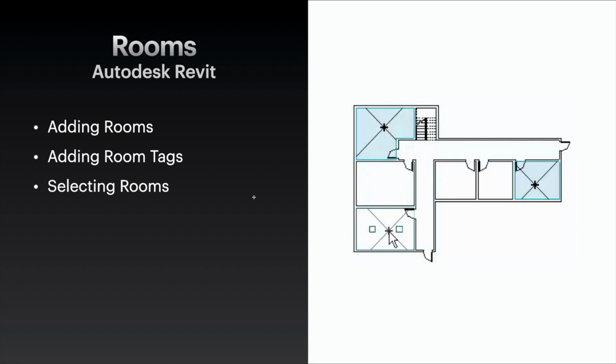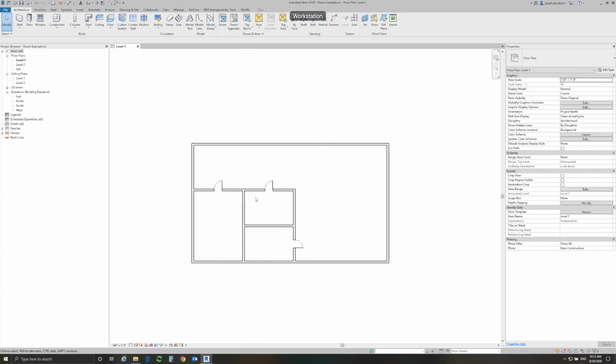In this video, we're going to go over adding rooms to a Revit project, adding room tags to identify those rooms, as well as selecting the rooms in our project. So let's get started. Here in Revit, you can see I have a very basic floor plan. Let's say I wanted to add rooms and then identify those rooms in the floor plan.